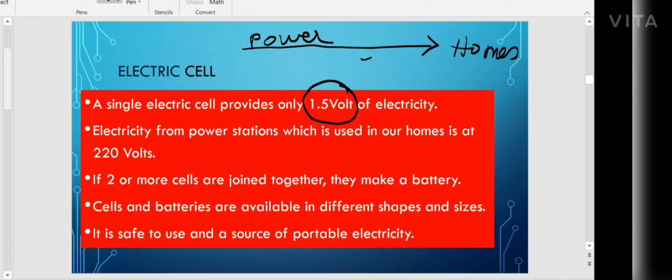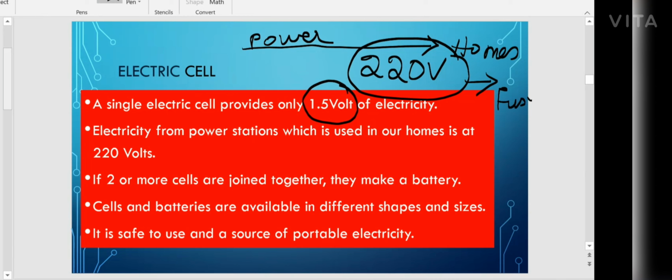That is 220 voltage. So this is the high capacity. To regulate or control any extra supply that comes, we are using a fuse. You will be studying about fuse in 7th standard. The fuse is connected with your main switch for controlling the flow of electricity, because here it is a big amount, a large amount, 220 voltage.